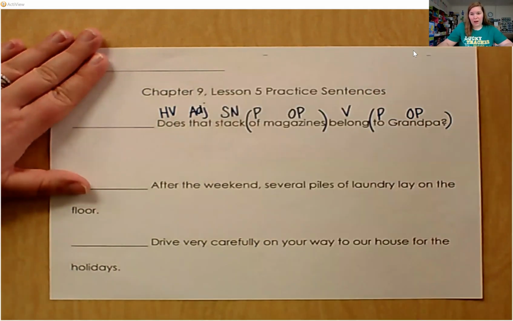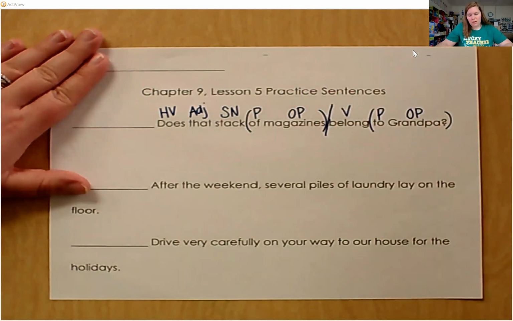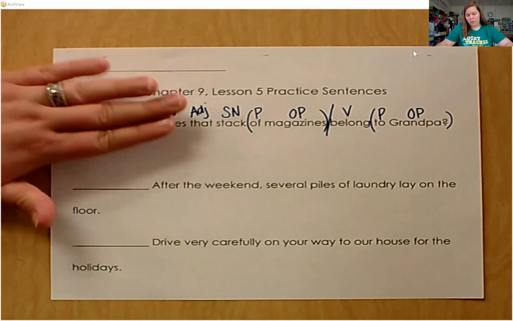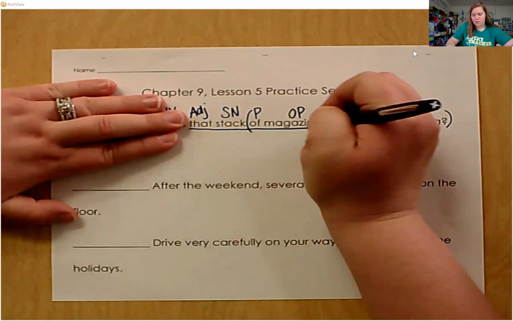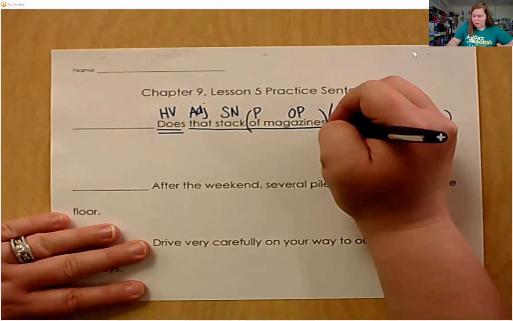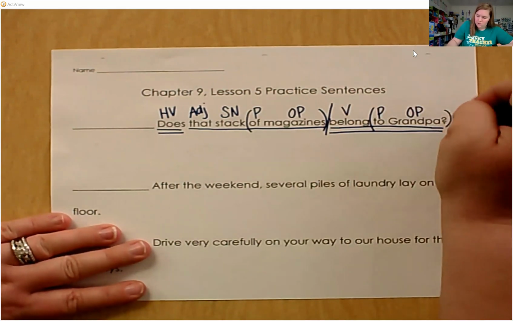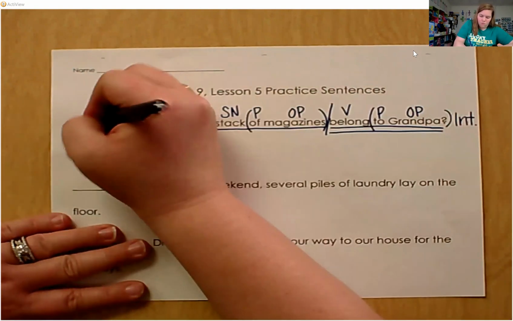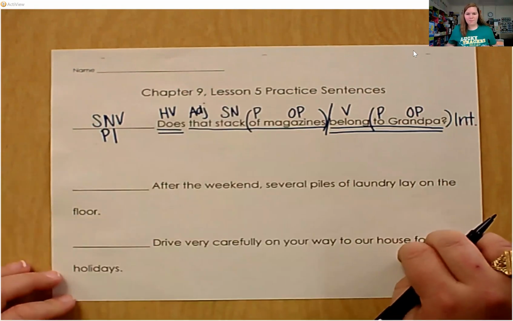Where should we divide our sentence? Where should I draw the line? Right before the main verb. So right before belong. Remember, the helping verb goes with the verb. So the subject is that stack of magazines. The predicate is does belong to Grandpa. This is an interrogative sentence and it follows subject, noun, verb, pattern 1. Great job.